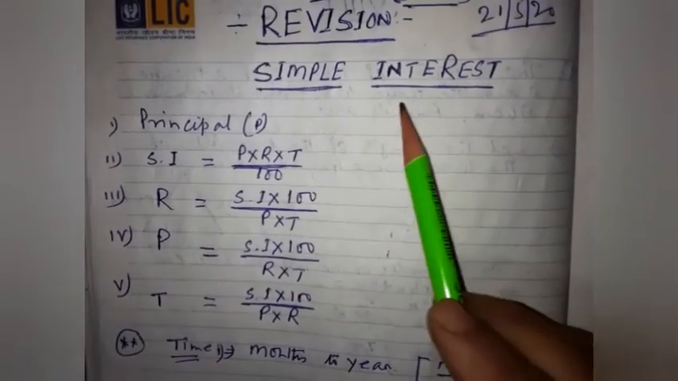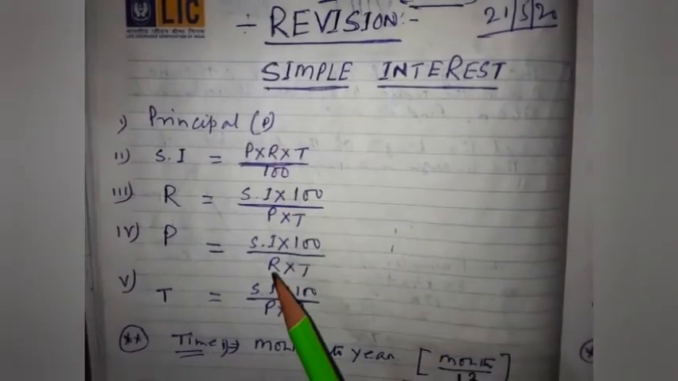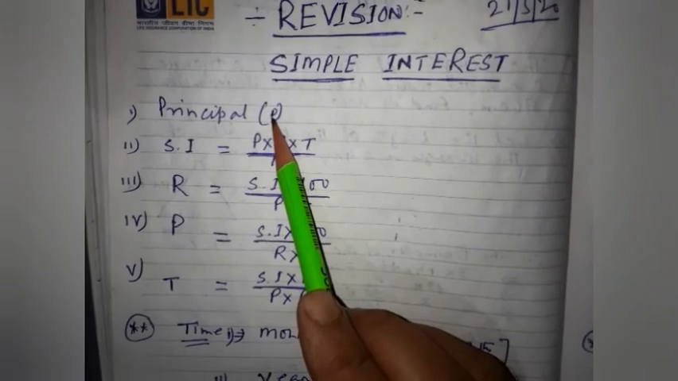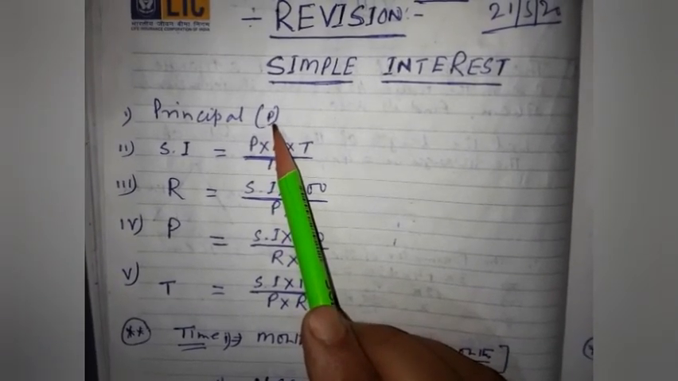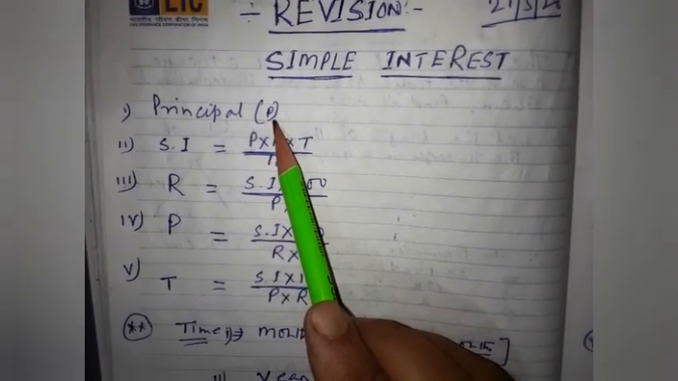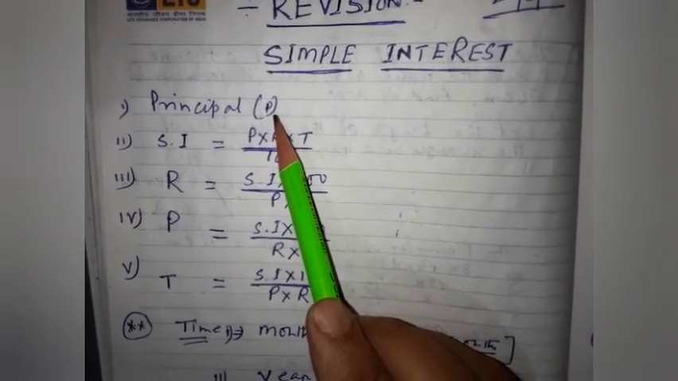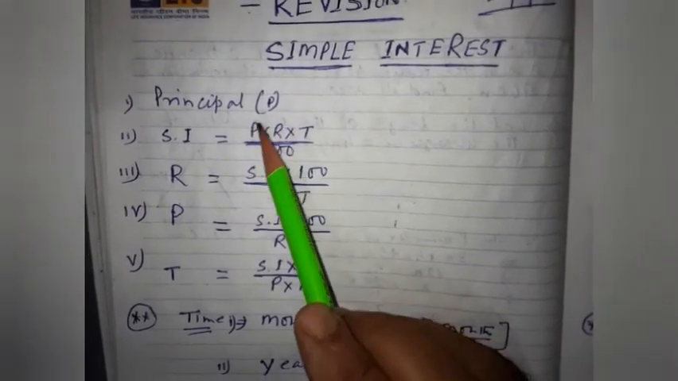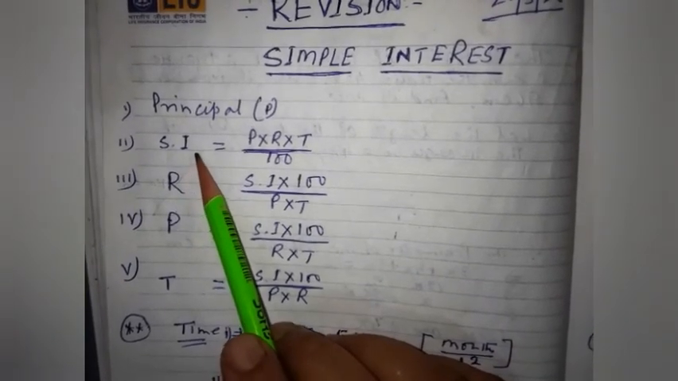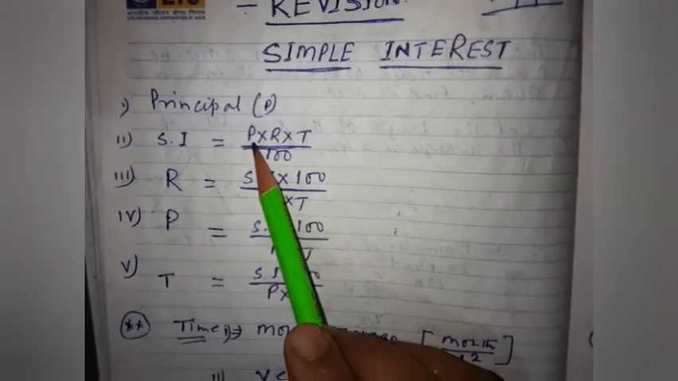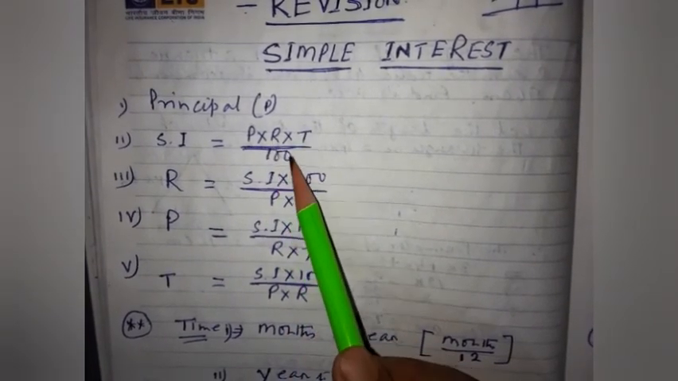Now, whenever you're going to do the simple interest chapter, these are the terms you are supposed to know. First, what is called principal? Principal is the initial amount, or the money anyone borrows. Whatever money you have taken in the beginning, that is called principal. Now comes simple interest. How to find out the simple interest? P into R into T by 100, means principal into rate into time by 100.